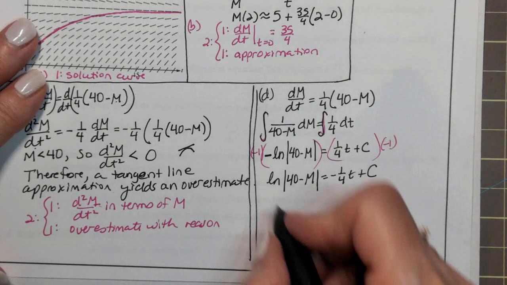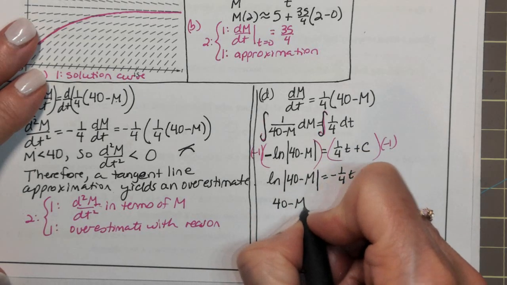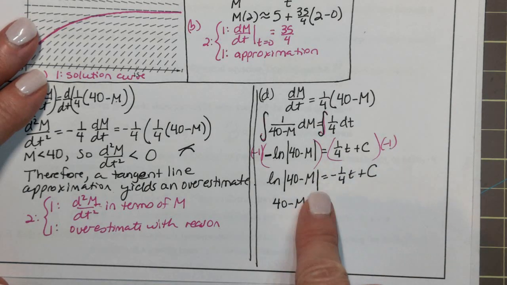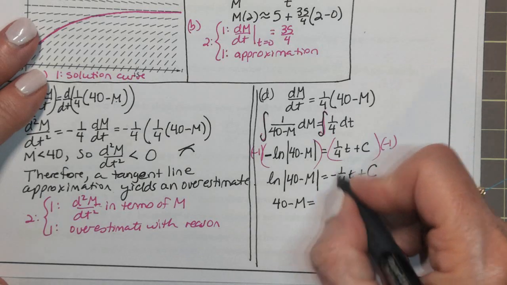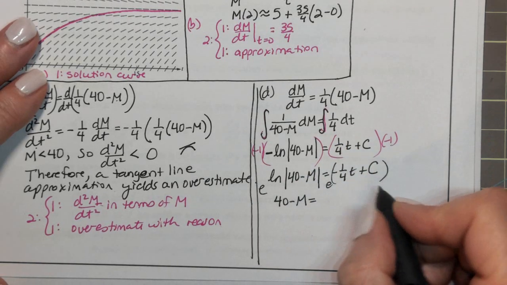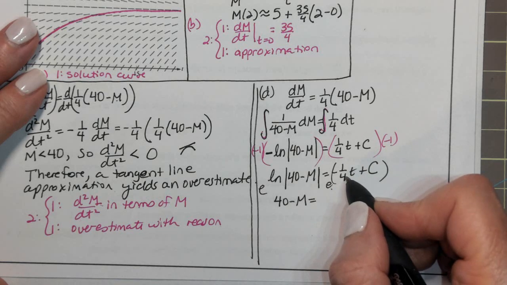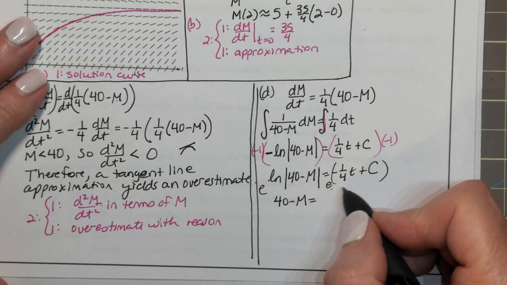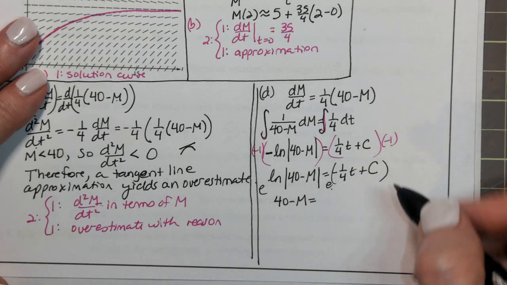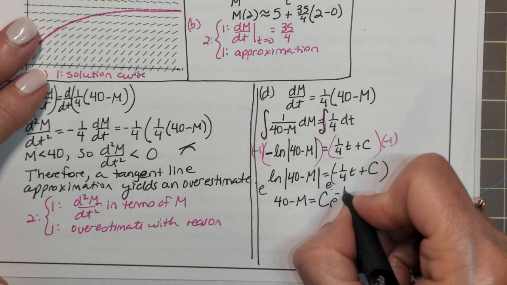Now e to both sides to get 40 minus m, and we're going to lose our absolute values because of how we're about to write e to the side. It is e to that whole side. But using our law of exponents, we can write this as e to the negative 1/4 t times e to the c. And e to the c is another constant. So I'm going to write that as c e to the negative 1/4 t.